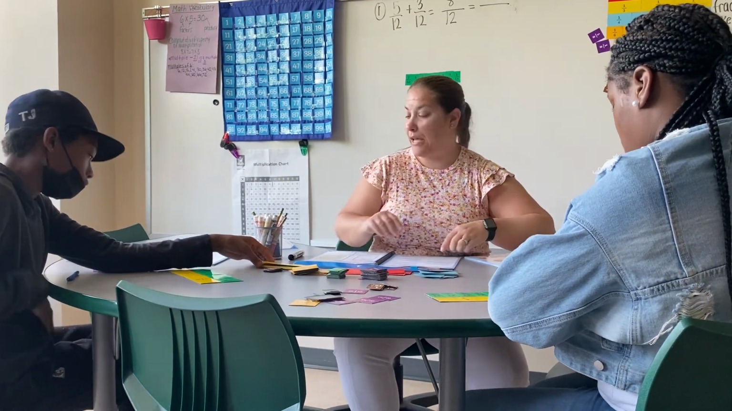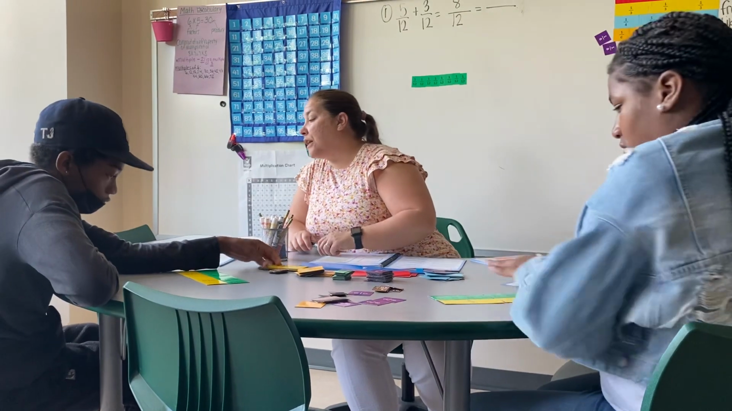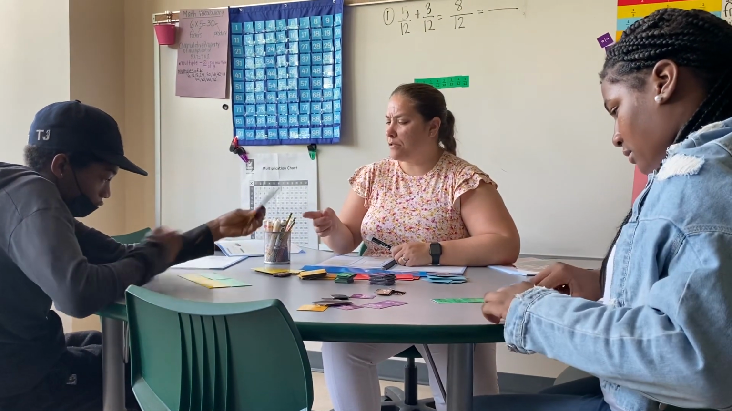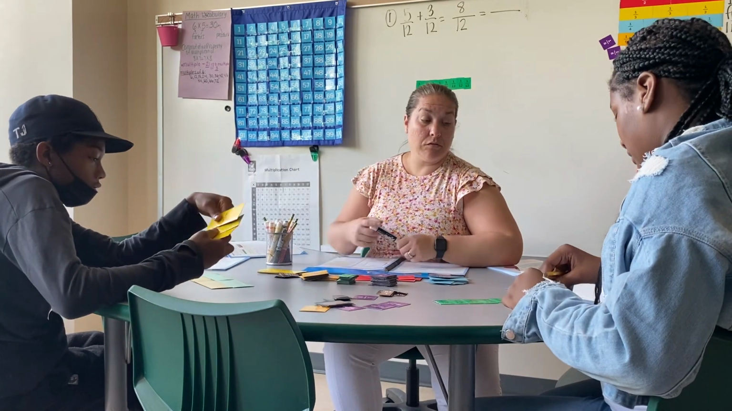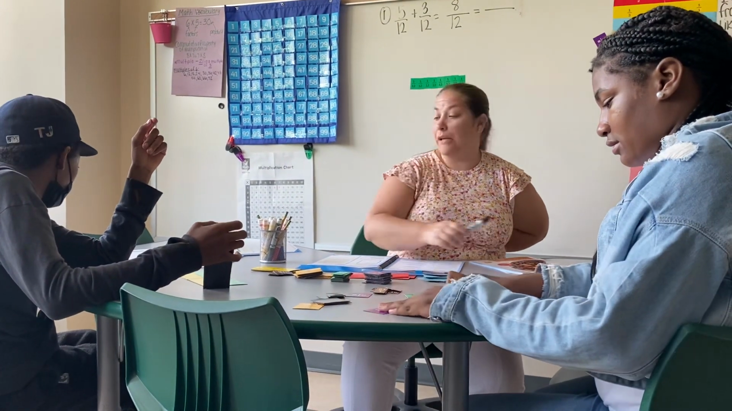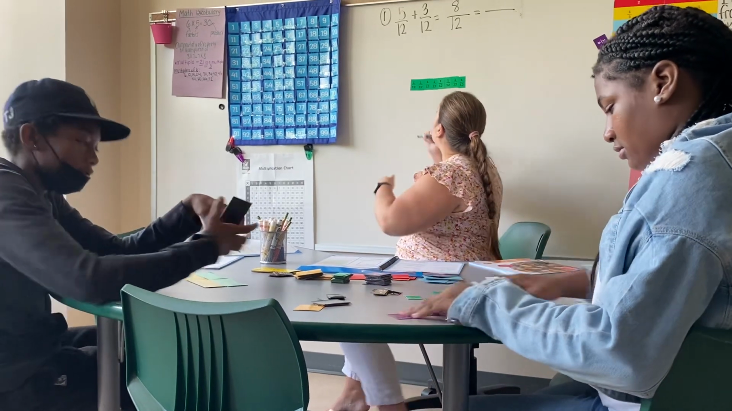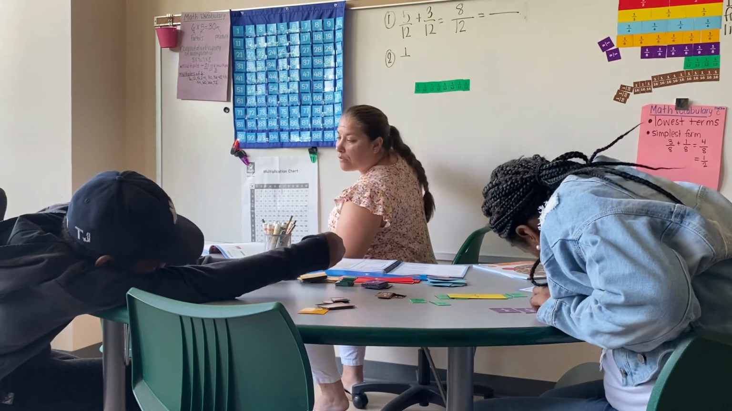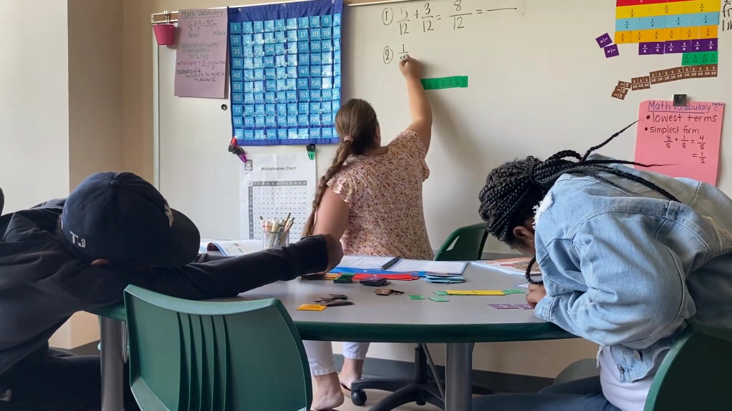All right, now we're gonna build this one. So 1/8 plus 3/8. All right, Terrence, what you got? 1/8 plus 3/8? You gotta build your eighths. 4? Okay, so put out your 4/8, and then write that in the first blank. All right, so for number 2, we have 1/8 plus 3/8.